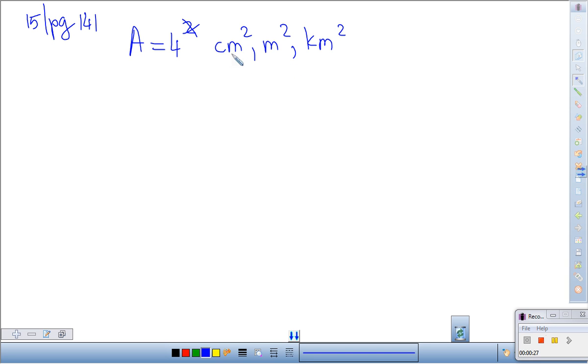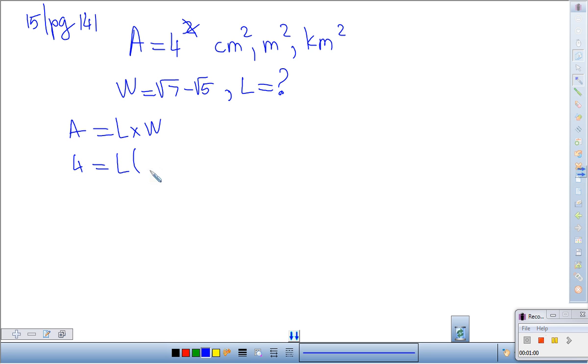The unit is centimeters and it's squared because it's an area. So the area is 4 and the width is radical 7 minus radical 5. We are asked to find the length of this rectangle. Well, we do know that the area is length times width. So let's substitute what we know and solve for the one unknown. So area equals 4 equals the length times radical 7 minus radical 5.